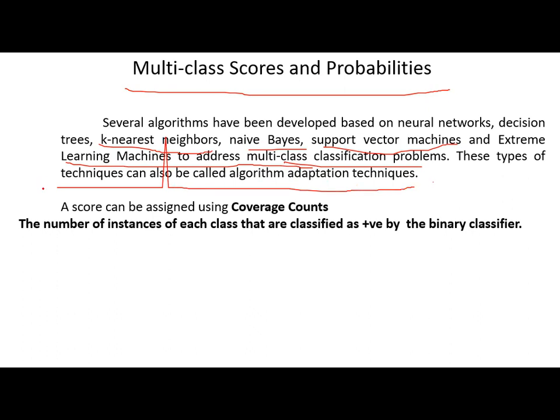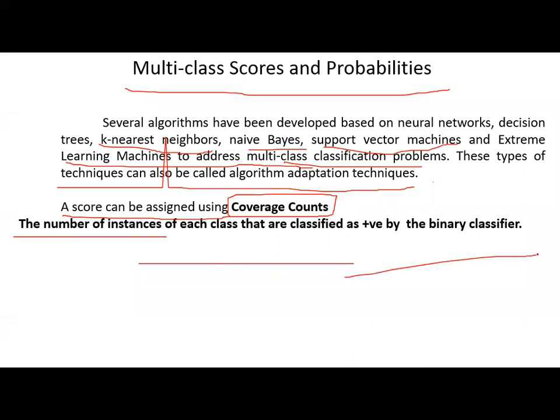How do we assign scores? A score can be assigned using what is called coverage counts. The number of instances of each class that are classified as positive by the binary classifier is called coverage counts.